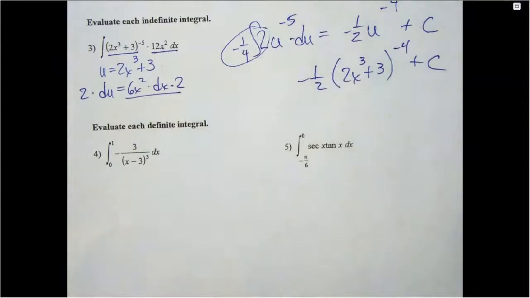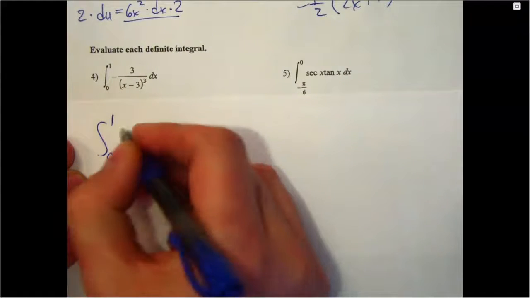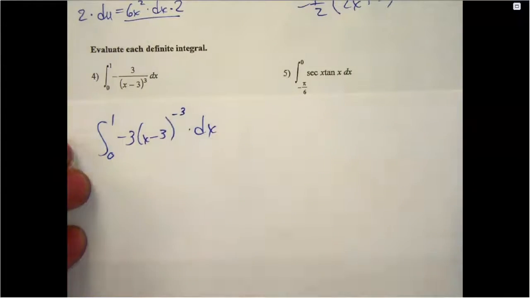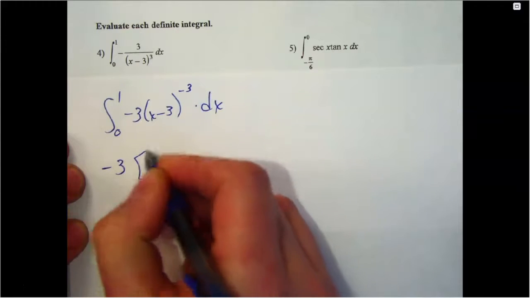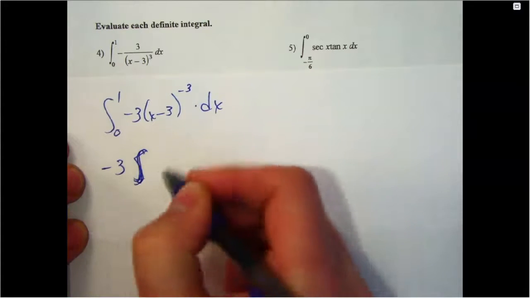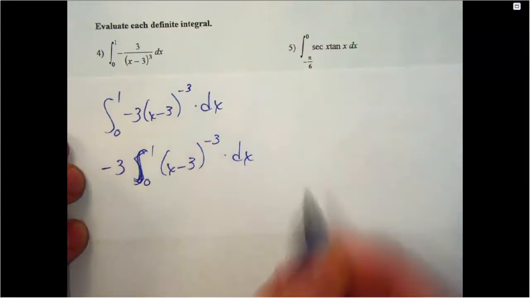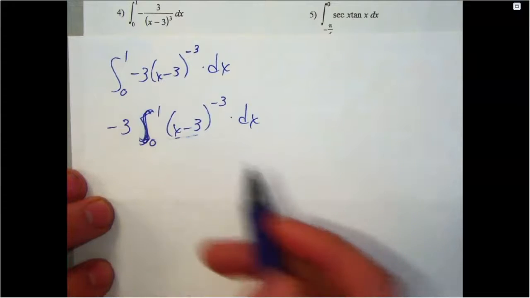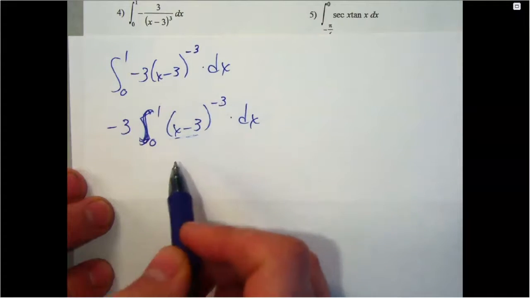Alright, number 4. Let me grab a separate sheet here. I would rewrite this first of all as negative 3 times x minus 3 to the negative third. I think a lot of people think it's probably easiest to do this one like this. Take the negative 3 out. And then this doesn't have to be u substitution because the derivative of the inside is just 1. So I can add 1 to the power and multiply by the reciprocal from here.